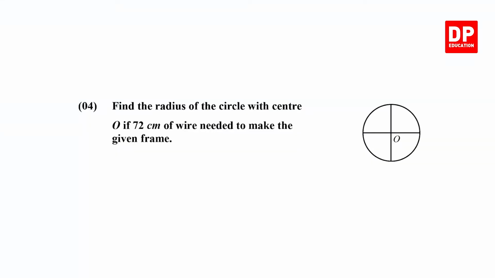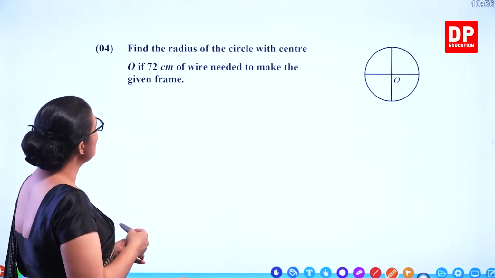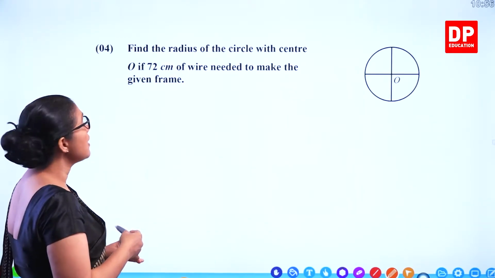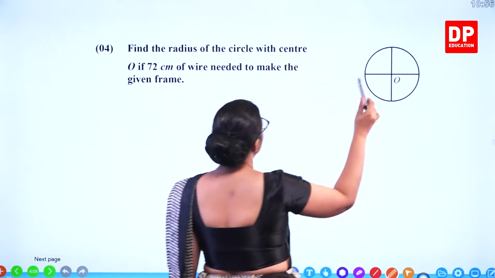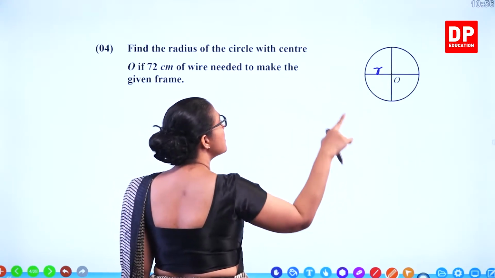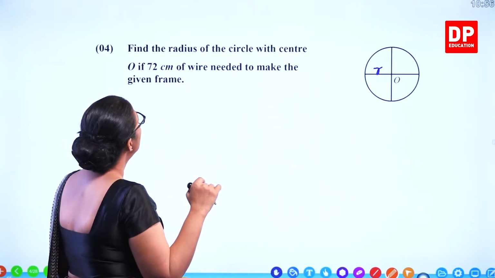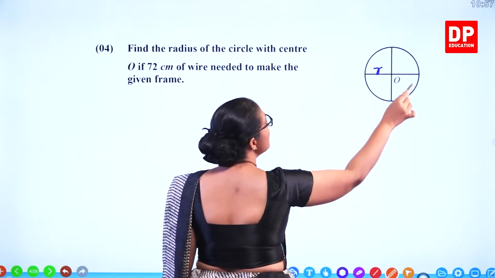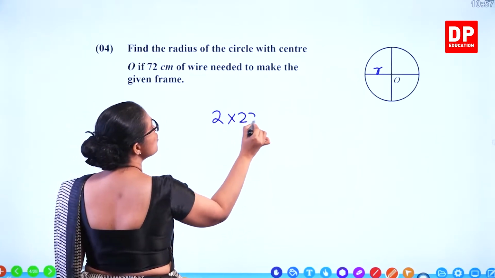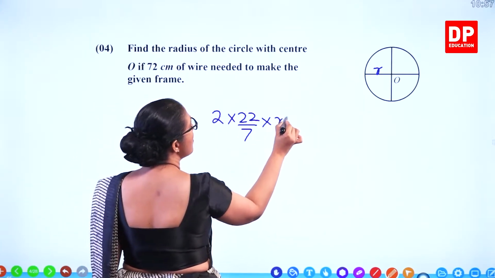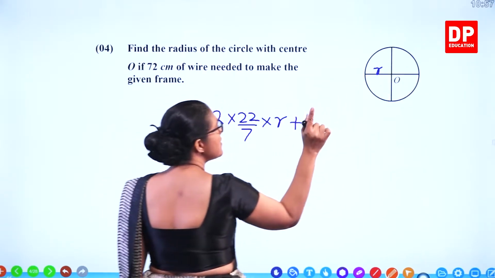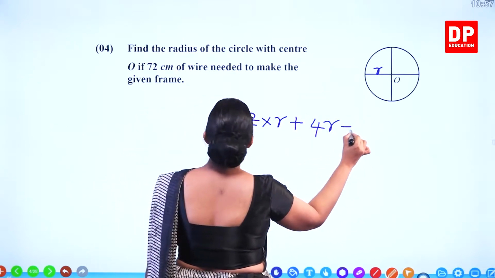Question number 4. Find the radius of the circle with the center O if 72 centimeters of wire is needed to make the given frame. We'll put r for the radius. So what's the length of everything? First, the circumference, 2 pi r, 2 times 22 over 7 into r, plus you need these 4 parts. Each part is r, so 4r. That's equal to 72.